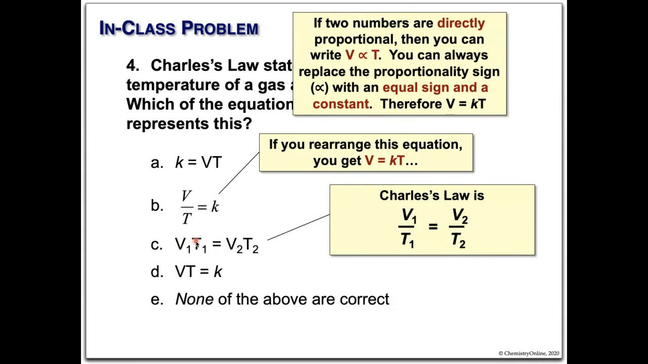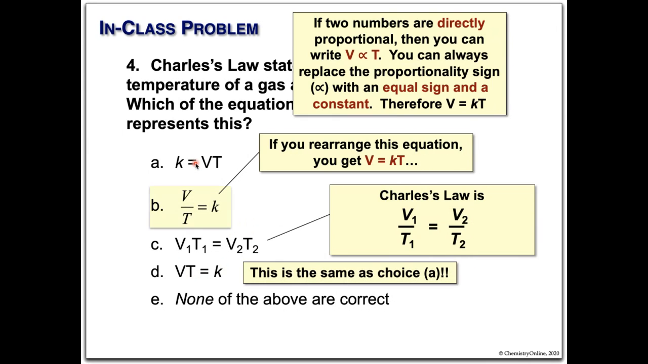P1, V1, P2, V2. That's Boyle's law. Charles' law looked more like this. V over T equals V over T. This guy down here, well, that's the same thing as this one written backwards. So the only one that really works is B. Once again, V is equal to K multiplied by T. Any questions?